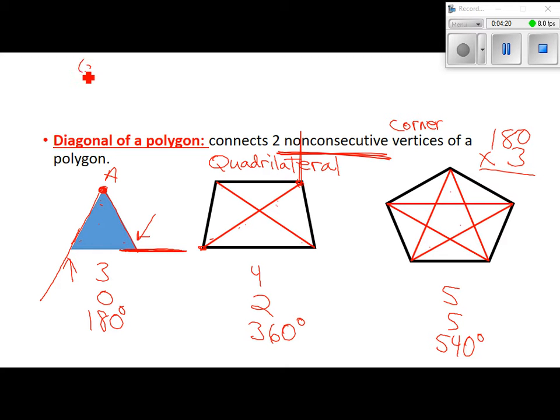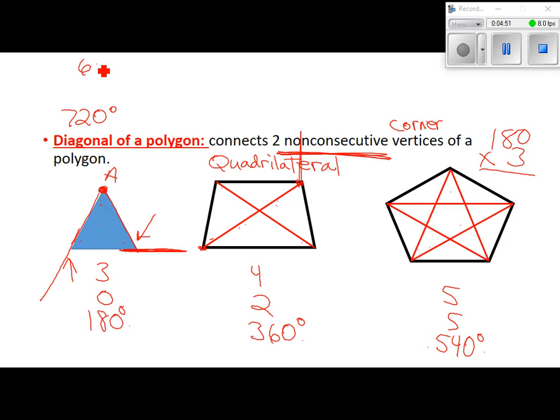Now if we do a 6-sided figure, notice the sum of all the interior angles is going up by 180 each time. So we take this 540, add 180 to it, and you get 720 degrees. All 6 interior angles have to add up to 720. And again, if it's got 6 sides, then it's going to have 6 interior angles and 6 exterior angles. Those numbers are always going to be the same.